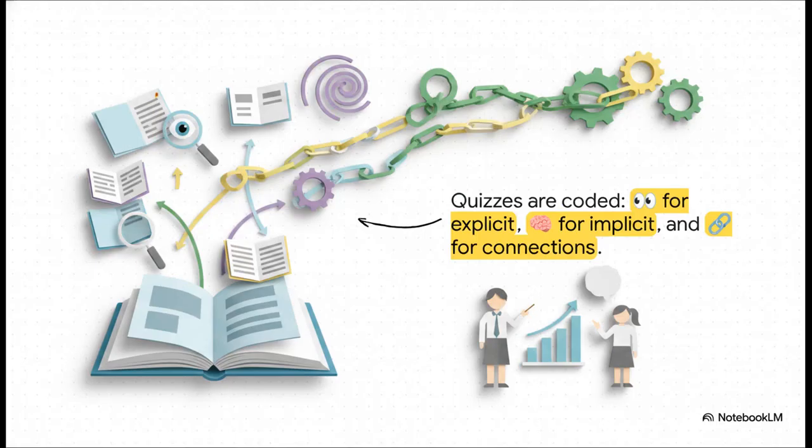Now, this is the really clever part. The quiz questions are actually coded with these little icons. The eye icon means the question is about finding details right there in the text. The brain is for figuring out what the text implies, and the chain link is for making those deeper connections. So if a student keeps missing the brain questions, the teacher knows exactly what to work on with them. Inference skills. It's incredibly precise, data-driven teaching.